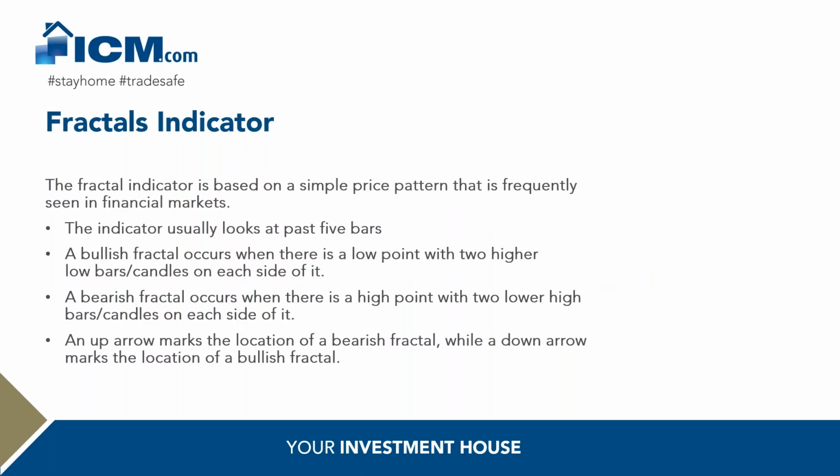In the chart, like you can see, there are bullish fractals occurring. For example, the indicator which I mentioned shows an arrow mark on a bullish fractal. When it occurs, there is a low point with 2 higher low bars or candles on each side of it. That means when you see a low point with 2 higher points on the sides, the bars are being too high. So it means the bullish indication has been marked there.